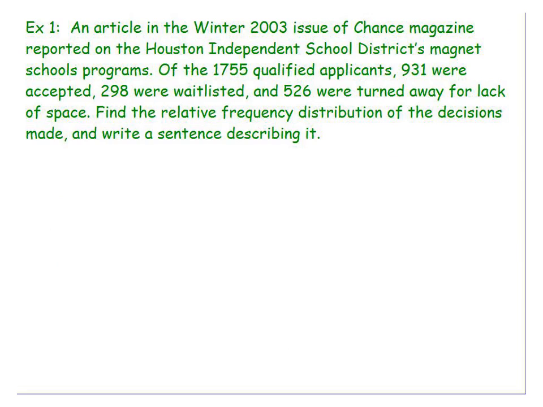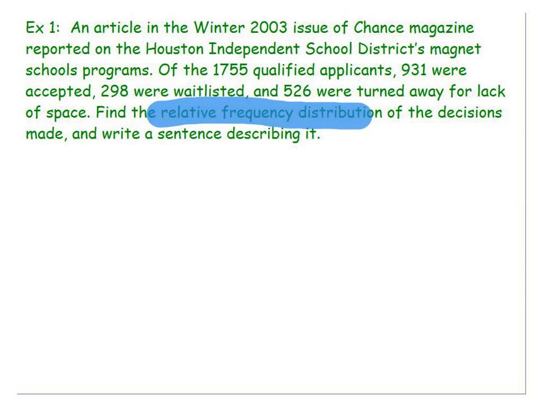So an article in the winter 2003 edition of Chance Magazine reported on the Houston Independent School District's magnet school programs. Of the 1,755 qualified applicants, 931 were accepted, 298 were waitlisted, and 526 were turned away for lack of space. Find the relative frequency distribution of the decisions made and write a sentence describing it. So there was a key word right there. It said, find the relative frequency distribution. So that told us that we are going to be using percentages.